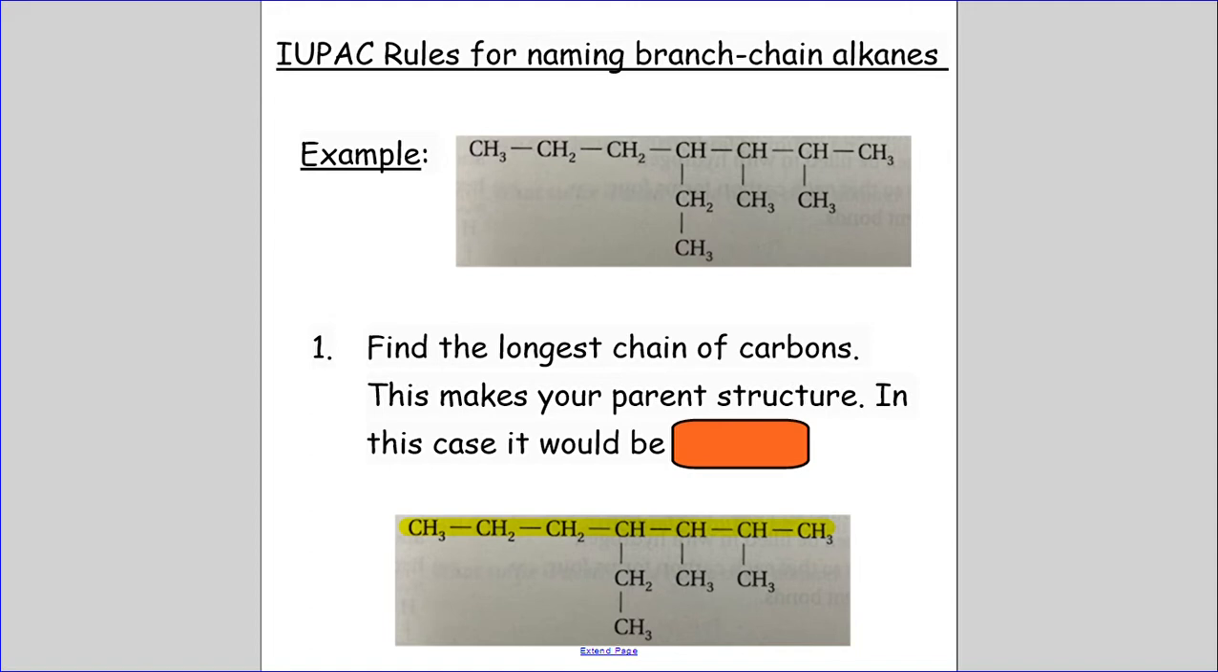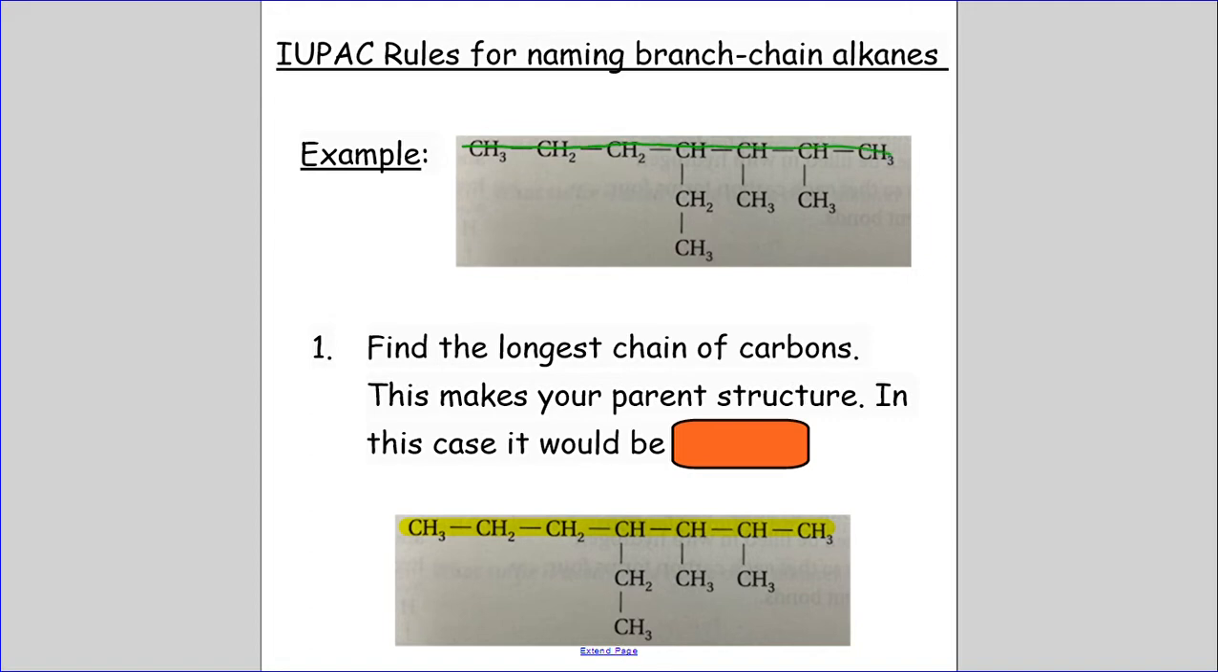So we have this example of a compound. We need to figure out how to name this thing. So first, we need to find the longest chain of carbons. If I take a look up here at this picture, it makes our parent structure. In this case, our longest carbon chain looks like it's going to go straight across. So if I started looking at this, I'd have 1, 2, 3, 4, 5, 6, 7 straight across.